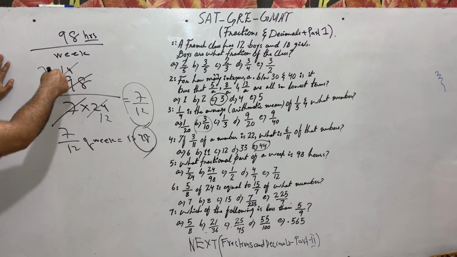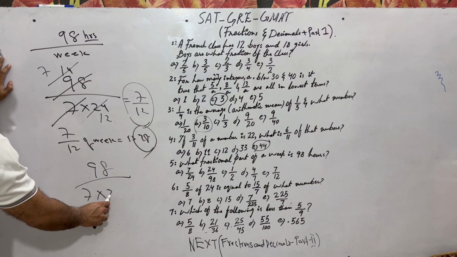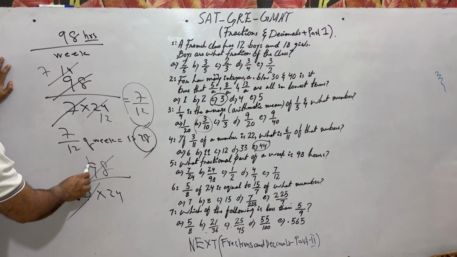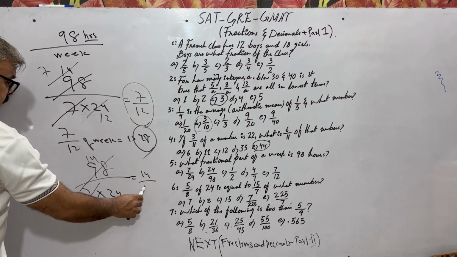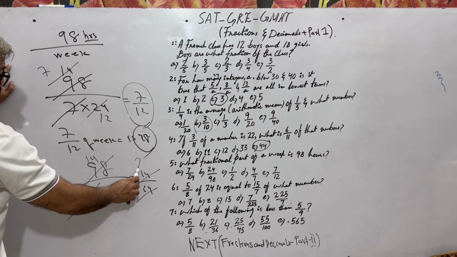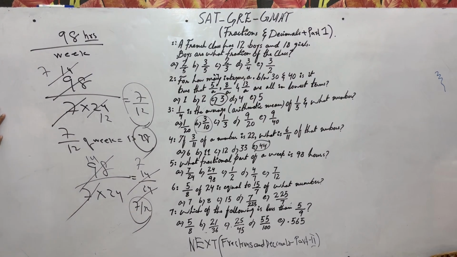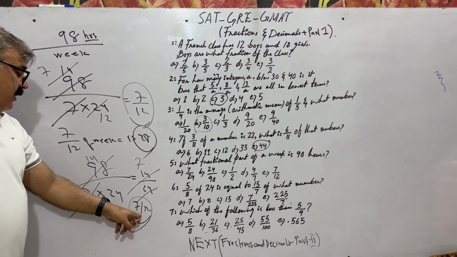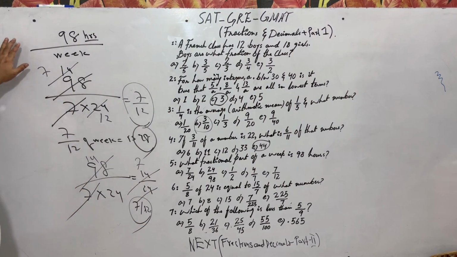Then simplify. Reduce this. 98 divided by 7 times 24. 1 seven is 7, 2 carry, 4 sevens are 28. It is 14 over 24. Apply the table of 2 still. 7 over 12. And that is 7 over 12 of a week. 7 over 12 of a week is equal to 98 hours.